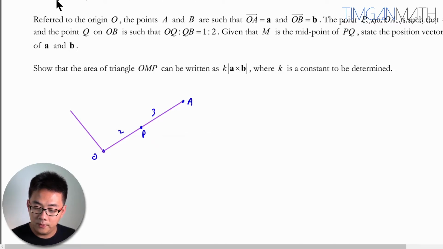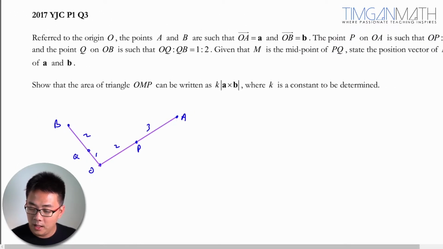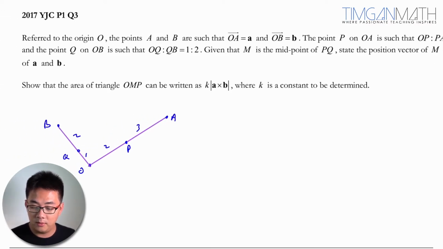So from here, I know that OQ is 1, QB is 2, and OB is 3. Given that M is the midpoint of PQ, state the position vector of M in terms of A and B. Okay, great.